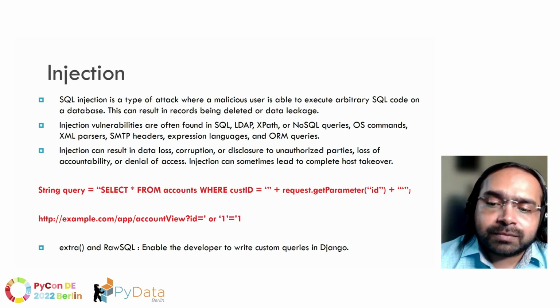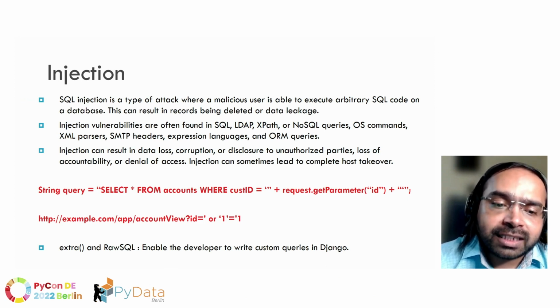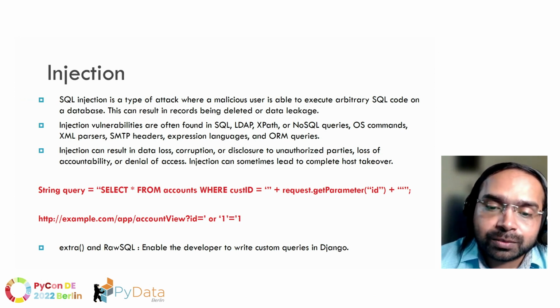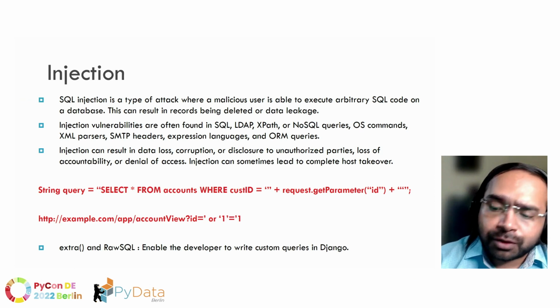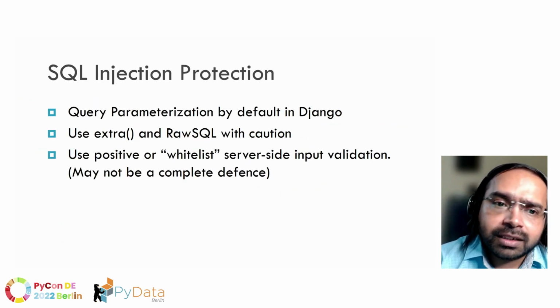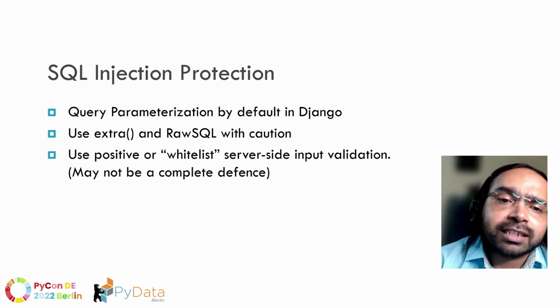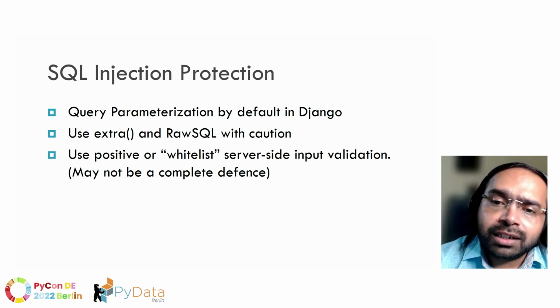Then there are two more aspects. One is extra and raw SQL. They enable the developer to write custom queries in Django. Because of this, attackers can frame an attack vector and perform the SQL injection attack. Now, to protect against SQL injection, query parameterization can be used, and it is available by default in Django. Then whenever you're using extra and raw SQL, you need to use it with caution in Django.